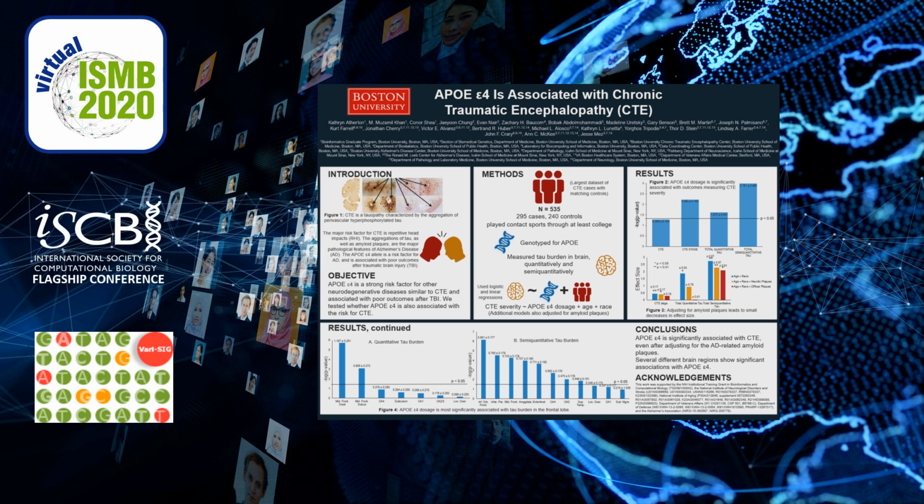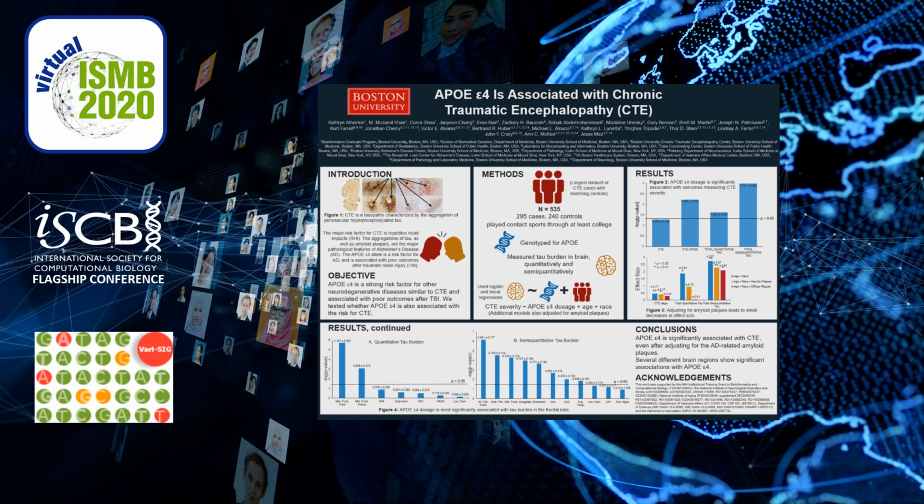Figure 4 shows the results of the models that predicted tau burden in the individual brain regions after adjusting for APOE E4 dosage, age, and race. Figure 4a shows the results from models of regions measured quantitatively, and Figure 4b shows the results from models of regions measured semi-quantitatively.